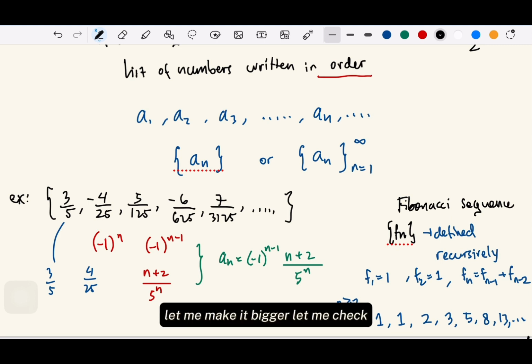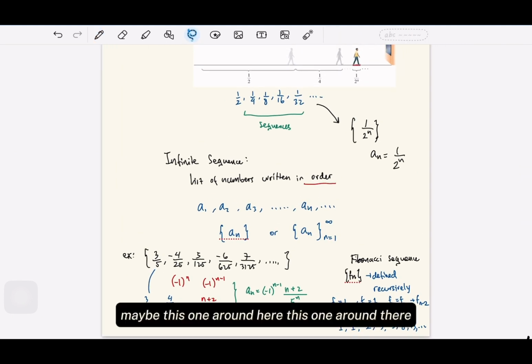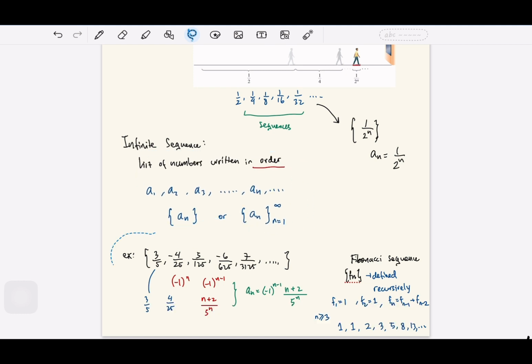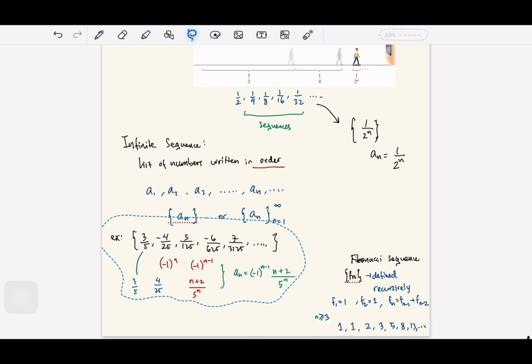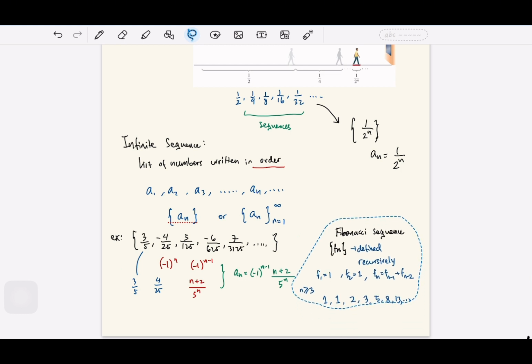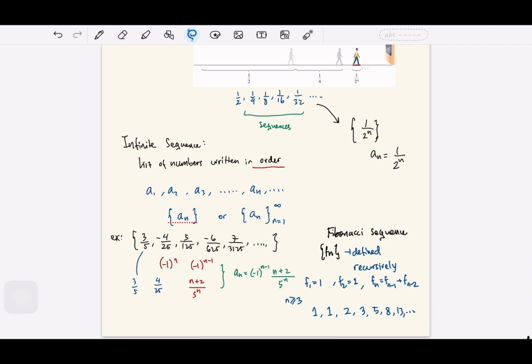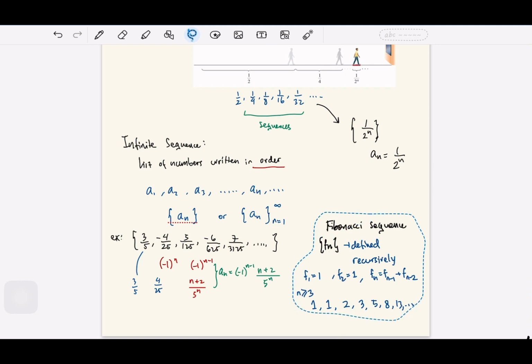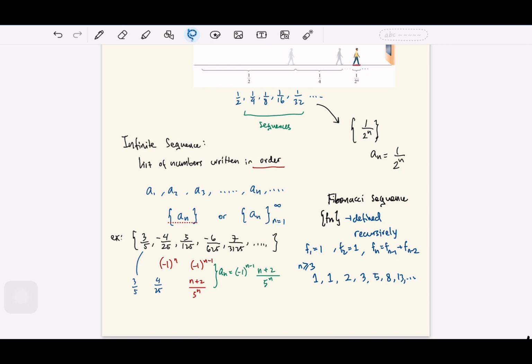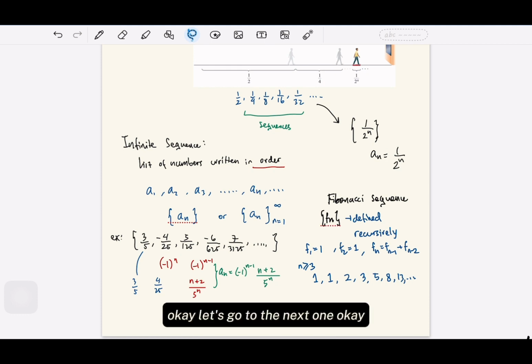Okay, let me make it bigger. Let me check. Maybe this one around here. This one around there. Okay, let's go to the next one.